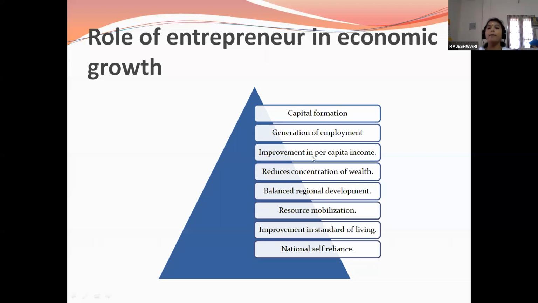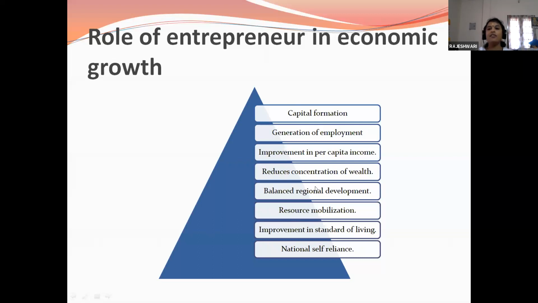Then generation of employment: yes, you have to get more employees. What sources and what support do you need for doing your business? So generation of employment, then improvement in per capita income, reduced concentration of wealth, balanced regional development, resource mobilization, and improvement in standard of living and national self-reliance. So these are the different roles of an entrepreneur in economic growth. It covers the financial side, the employee side, per capita income, regional and rural development, and resource mobilization.